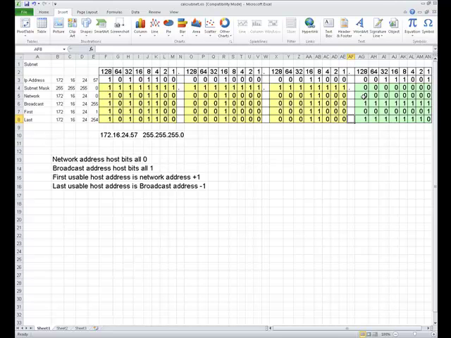So we've determined, based from writing the IP address and the subnet mask in binary, what the network address is. The network address, host bits are all 0s. The broadcast address, where the host bits are all 1. The first usable address, where the host bits are 1 plus the network address. And the last usable, where the host bits are 1 less than the broadcast address.